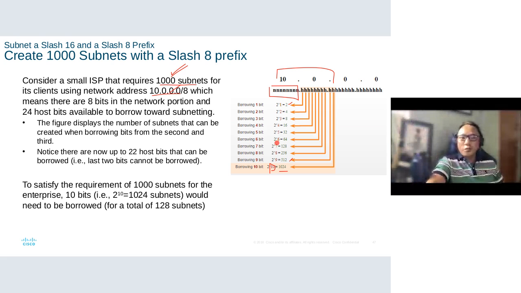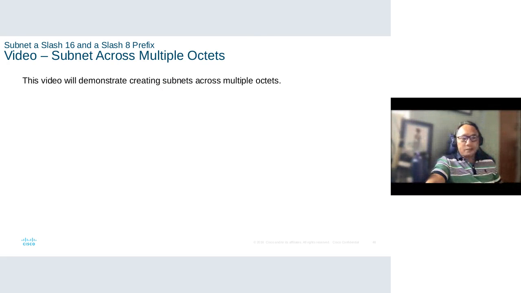So tatandaan nyo kung paano kinukuha. At meron namang shortcut, no? Hindi mo kailangang i-memorize yung table. Tingnan mo lang dito sa binary format, no? Makikita mo na kung ilan yung binaro niya, makikita mo na kaagad kung ano yung kanyang mga prefixes at kung ano yung kanyang subnet mask. Okay?